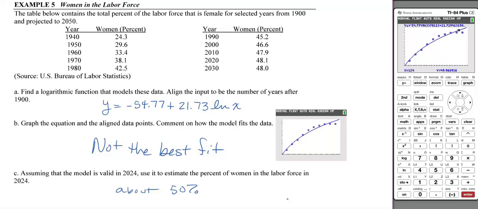I like this example because one thing that it shows us is that maybe there's a better model that we need to be looking for. Definitely this logarithmic model is not going to be what we want. It doesn't really fit very well. So it gives us an opportunity to explore some other functions that may model the data a little bit better, and that'll be coming up in the next couple of lessons.